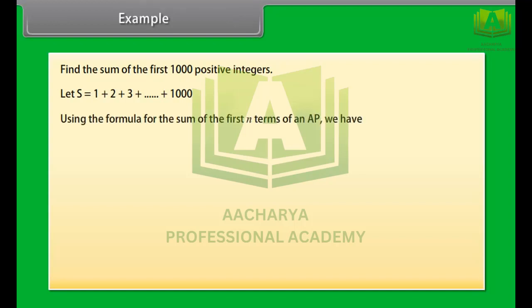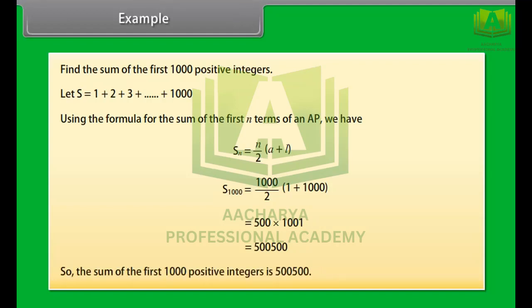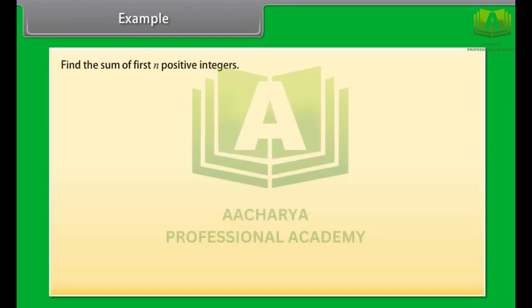Using the formula for the sum of the first n terms of an AP, we have Sn is equal to n upon 2 into (a plus L). Substituting the value of n, we get S1000 is equal to 1000 upon 2 into (1 plus 1000). This is equal to 500 into 1001, which becomes 500500. So the sum of the first 1000 positive integers is 500500.